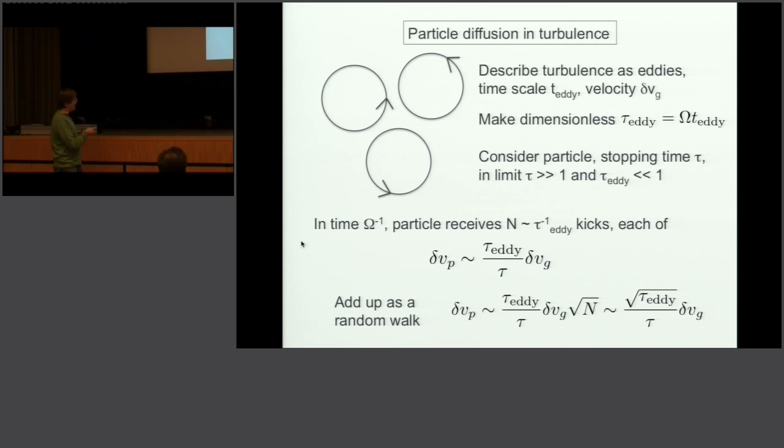So we take these kicks and add them up as a random walk. If we have lots of independent kicks, n independent kicks, when we add them up we generally get the square root of n times the magnitude of the individual kicks. So we pick up this factor of root n, and that gives us an expression for what the velocity perturbation would be after time omega to the minus 1, when this particle has experienced this number of kicks from being bounced around inside the turbulent disk.